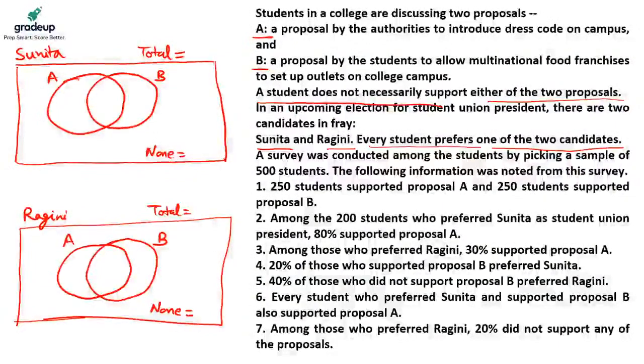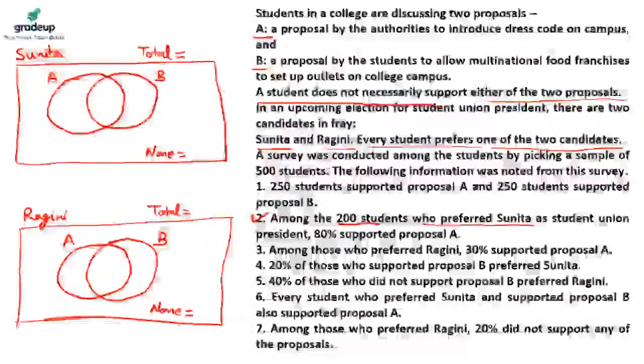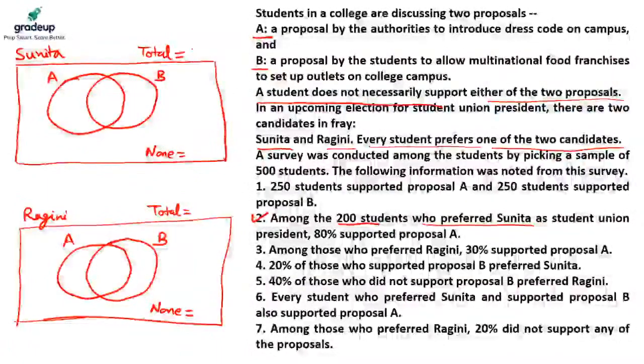Okay, done. So notice point number 2. They are saying among 200 students who preferred Sunita. So there are 200 students who prefer Sunita. The survey was conducted among 500 students, so the rest, 300 students, prefer Ragini.